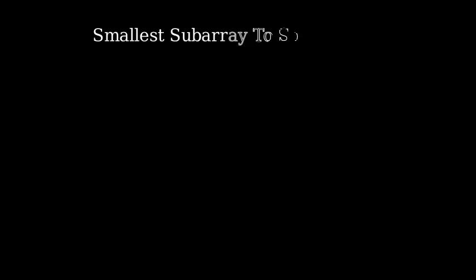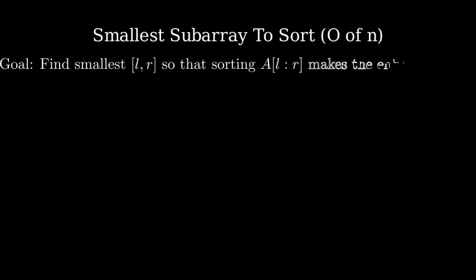The task is simple to state. Given an array of numbers, possibly with duplicates and negative values, design a linear time algorithm that finds the smallest subarray such that if we sort only that subarray, the entire array becomes sorted in non-decreasing order.